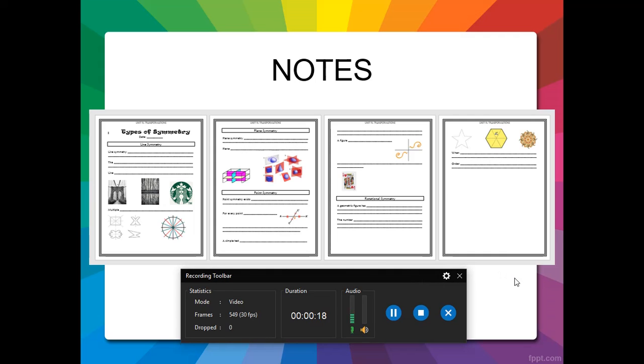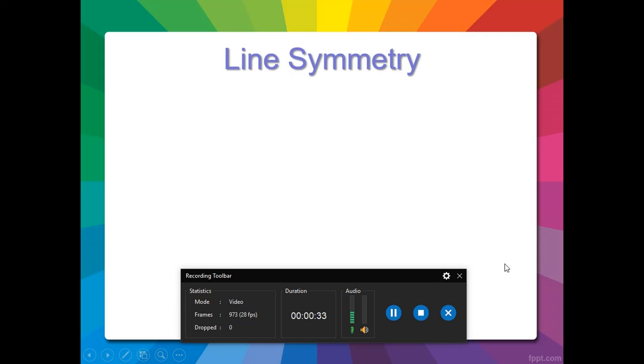I know that your packets came home and they were a little bit disorganized, so I'm showing you all 4 pages of the note packet so that you can pick the right ones for today's lesson. And remember, you can stop the video at any time if you need to catch up on your note taking.